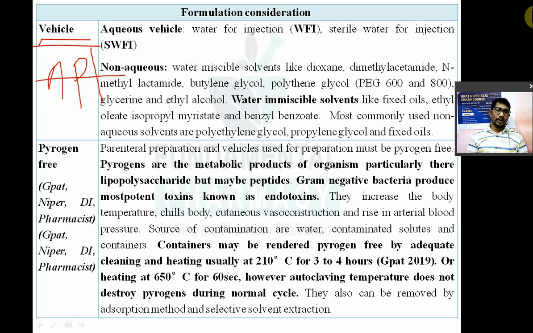Aqueous vehicle means those containing water, a water-containing vehicle. There are many types. There are different types of waters used in parenteral preparations. Aqueous vehicles include water for injection, that is WFI, sterile water for injection, and bacteriostatic water for injection.